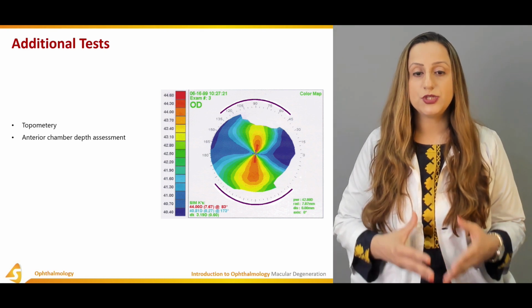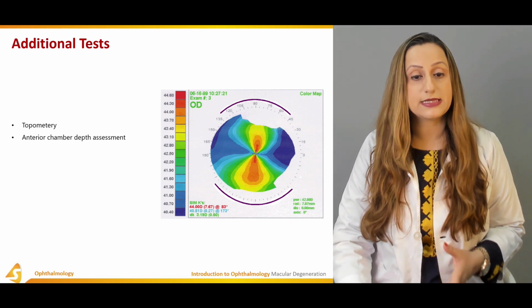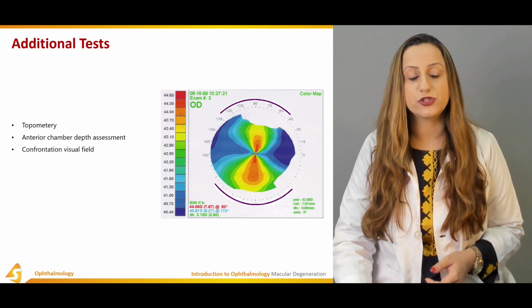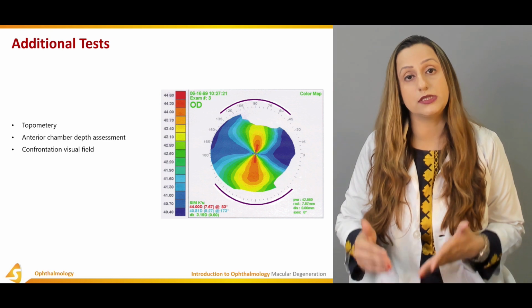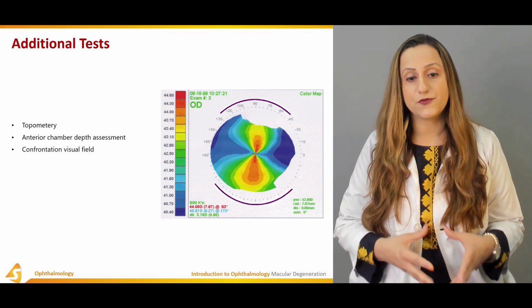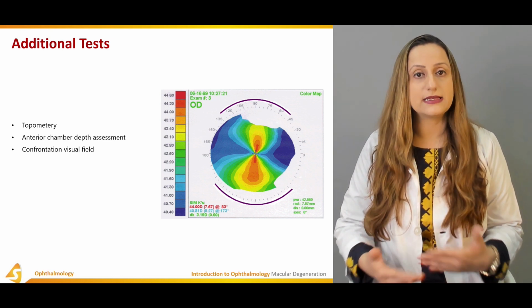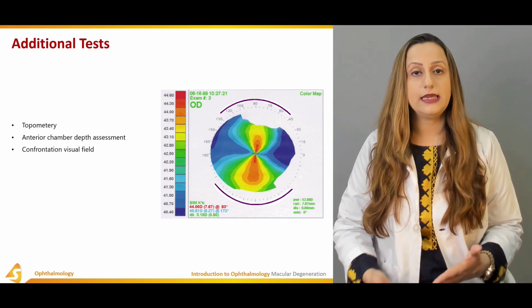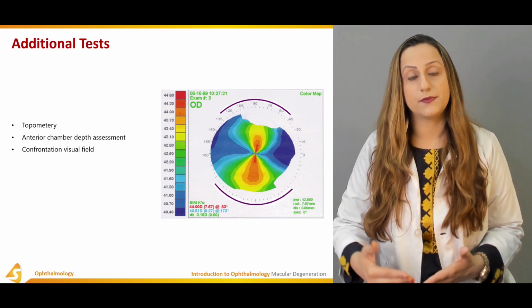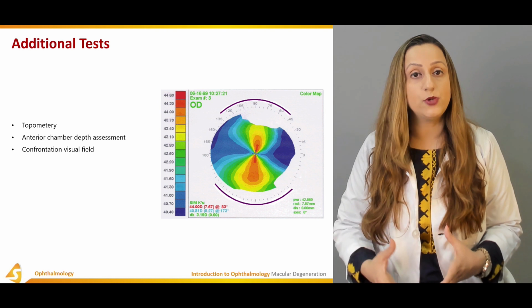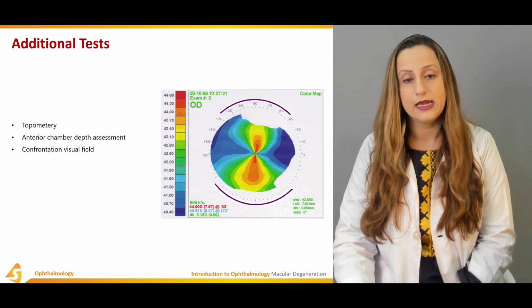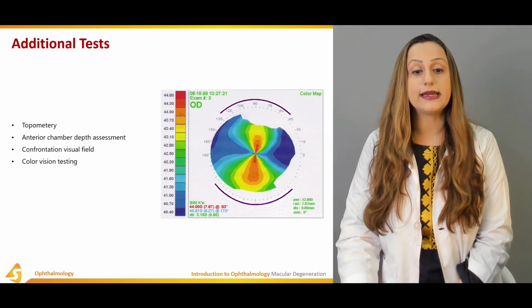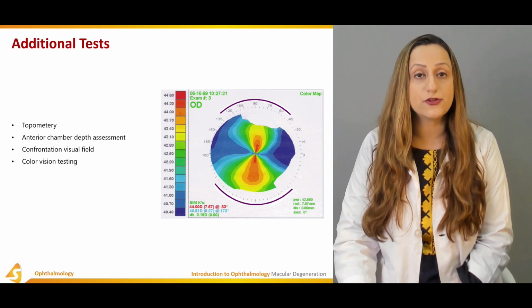Then we have the anterior chamber depth assessment that is also performed in these individuals. That is basically going to indicate the dry form of the disease. Then we have the confrontation visual field. That is a subjective test in which the examiner also evaluates his or her own visual field, and then we have a comparative study between the examiner and the patient. The color vision testing is performed by Pierre-Robinson's test.